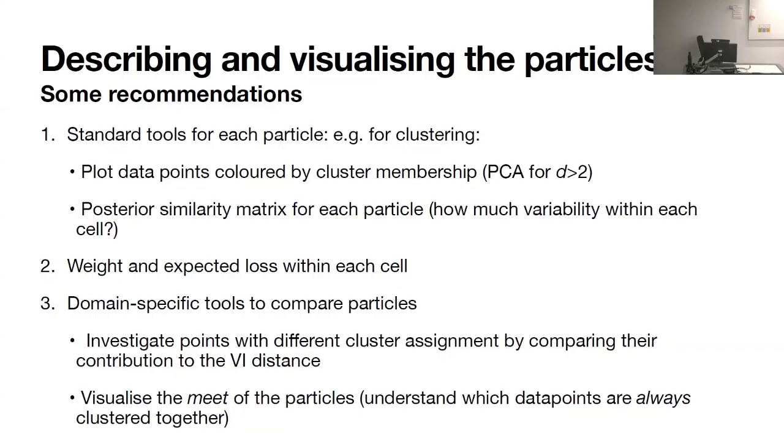And we've also developed some specific tools to help compare the particles. I won't talk about this too much, but one nice property of this VI distance is you can write it as a sum over all the data points. So you get this term that tells you how much each data point is contributing to the distance between the 2. And we also look at the meet of the particles. This is the greatest lower bound in the Hasse diagram. Essentially we just intersect all the clusters, and this tells us which data points are always together across the different particles.